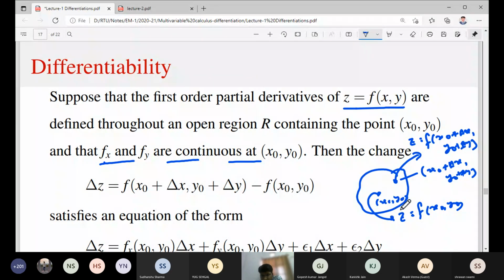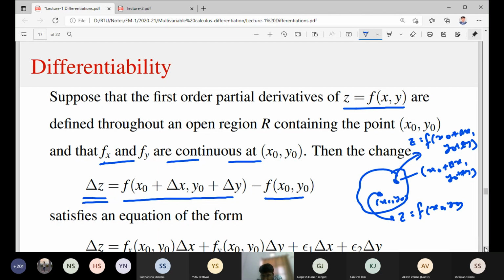First point is (x0, y0), and second point is (x0 plus delta x, y0 plus delta y). Now the difference between the values of the function at these two points is given by f(x0 plus delta x, y0 plus delta y), this is the value of the function at this point, minus f(x0, y0), this is the value of the function at this point. And suppose this difference is denoted by delta z, right?